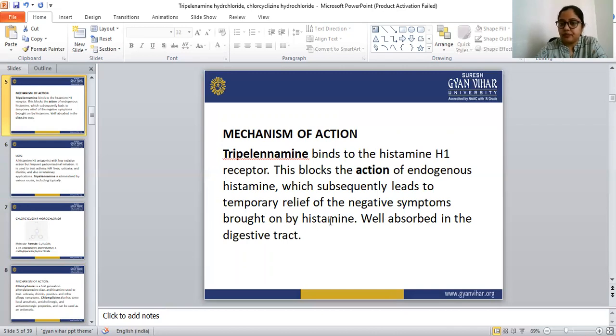This is temporary relief after taking triplenamine, because it blocks the H1 receptor and the action of the histamine, relieving the negative symptoms brought on by histamine, and it is well absorbed in the GI tract. So this is the mechanism of action: it binds to the histamine H1 receptor and blocks the action of the histamine. This is the mechanism of action of triplenamine in our body.